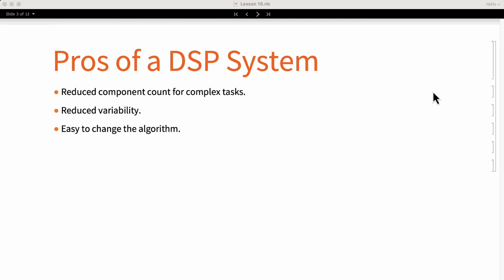Another important advantage of a DSP system is that it is easy to modify and update. Since the main algorithm runs on a processor, changing the algorithm is as easy as uploading new code. Changing an analog system requires us to swap components and even in some cases, changing the integrated circuits and their connections.